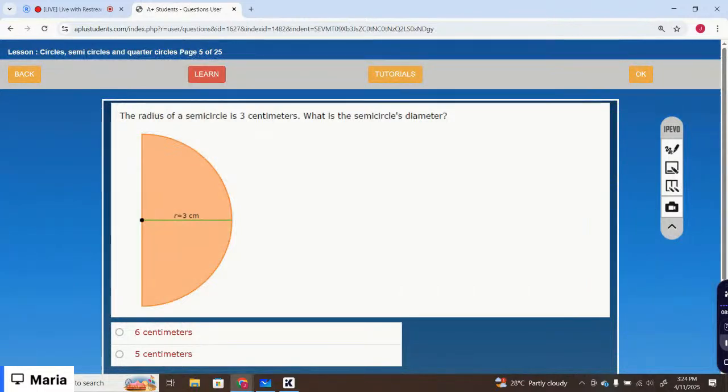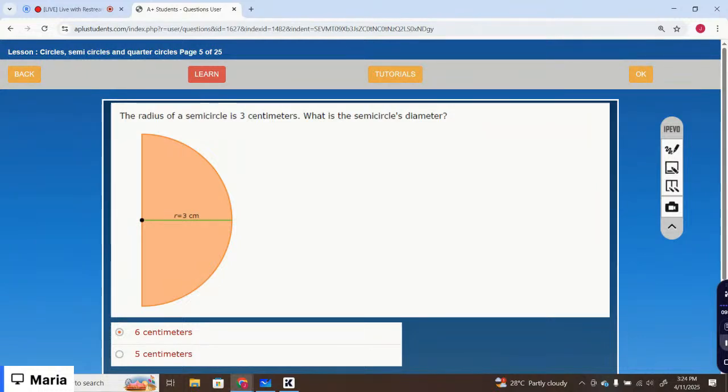The radius of the semicircle is 3 centimeters. What is the semicircle's diameter? So we need to calculate the diameter of the semicircle. Radius is 3 centimeters, right? So the diameter is 6 centimeters. Option number 1 is the correct option.